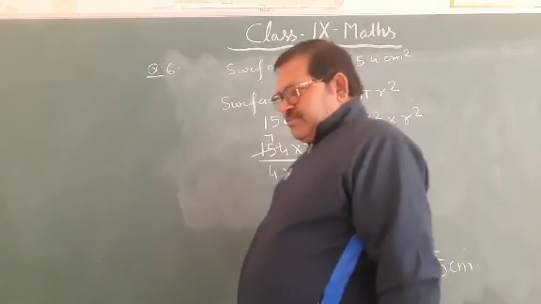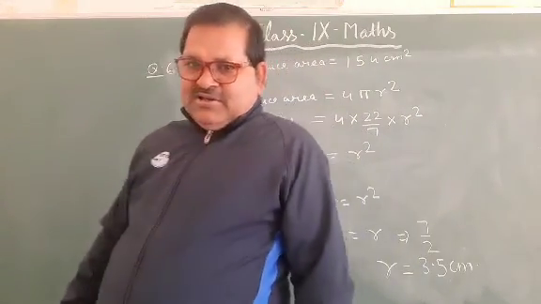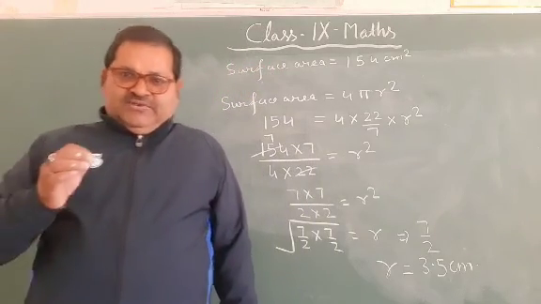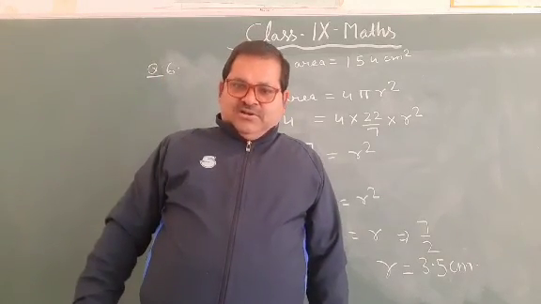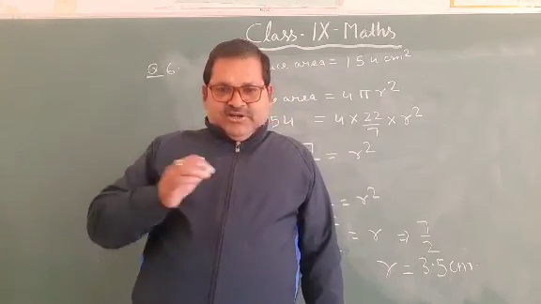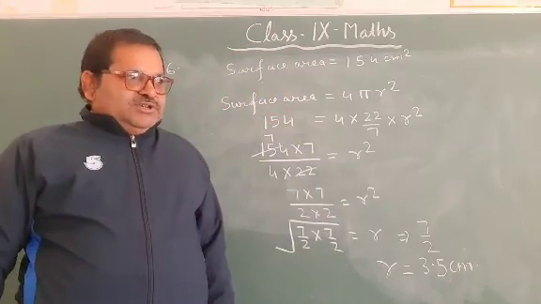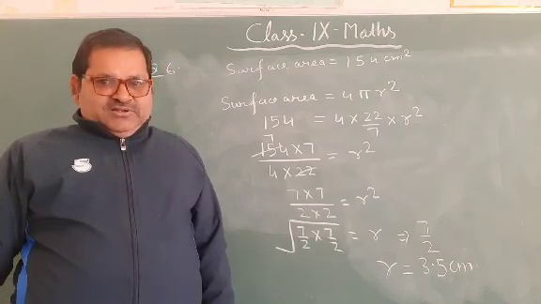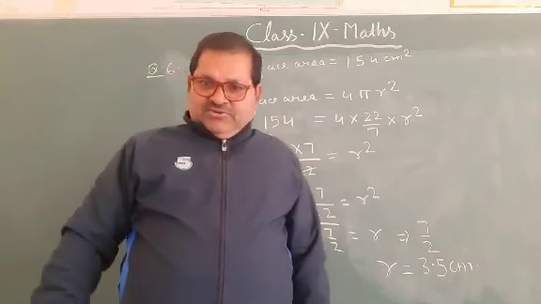Now the surface area is given, then we find the radius of a sphere. So the radius of the sphere is 3.5 centimeter. Clear? Now thank you.